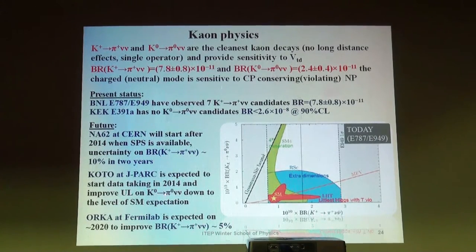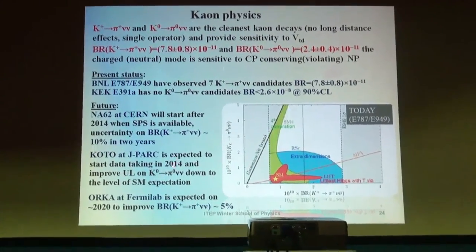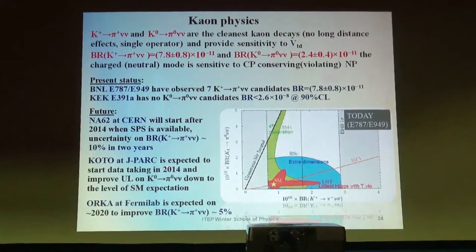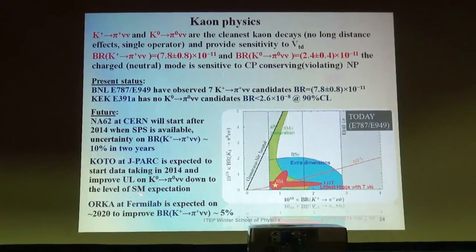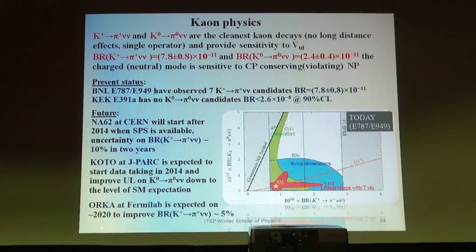And for K0 to pi 0 two neutrinos, which is the most difficult final state, we still cannot hope to observe the signal, but at J-PARC they expect to achieve an upper limit which is already at least of the same order of magnitude as the expectation from the standard model. And this is quite a far perspective.